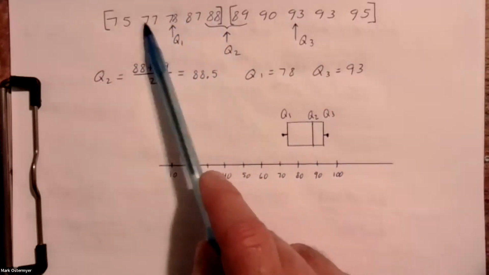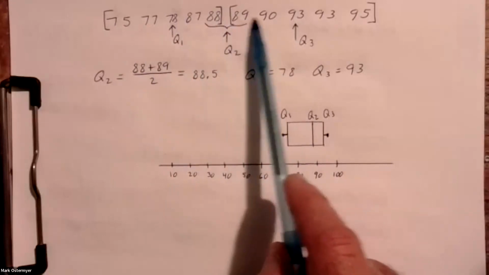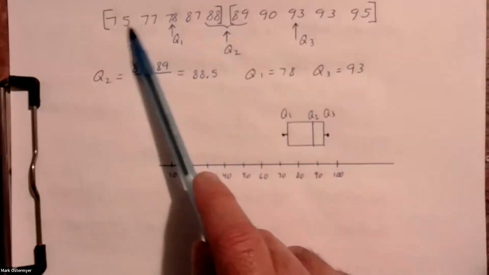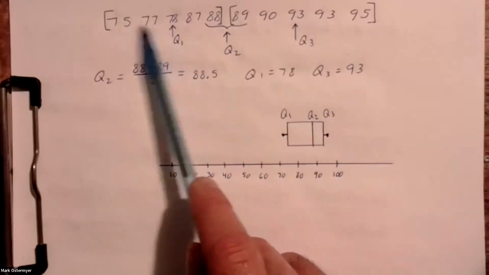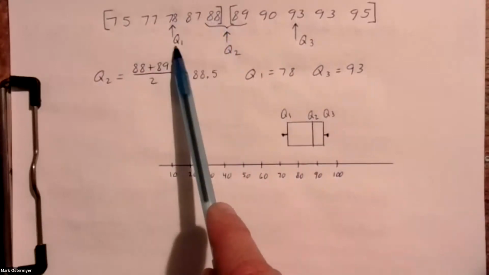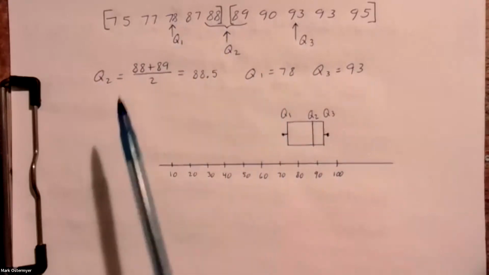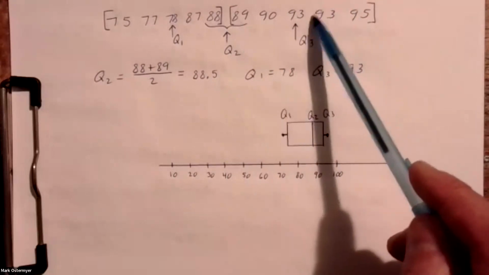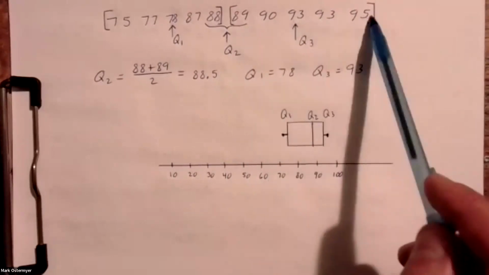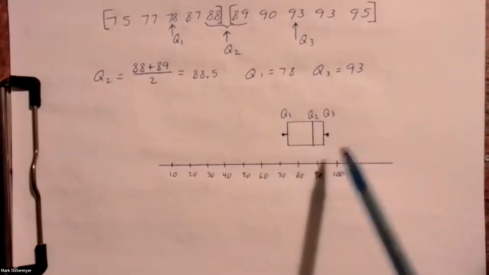There are 5 data points in the lower half and 5 data points in the upper half. The middle value of the lower 5 data points is going to be 78, because there are 2 observations to the left and 2 to the right. That'll be your first quartile, 78. Third quartile is going to be the middle of the upper 5 data values, which is 93, 2 to the left, 2 to the right. You can build your box plot.